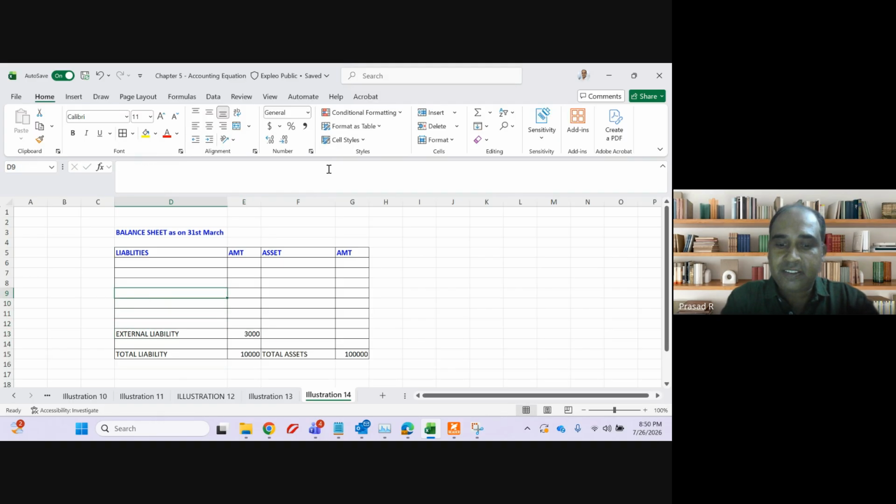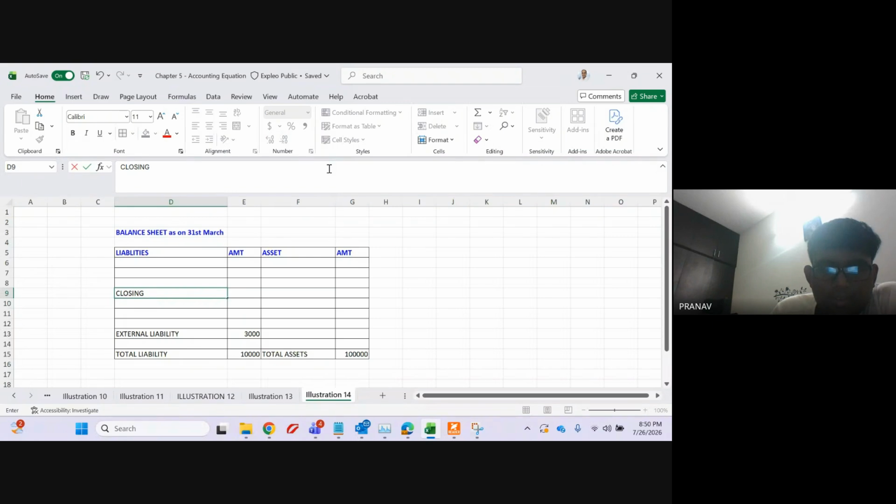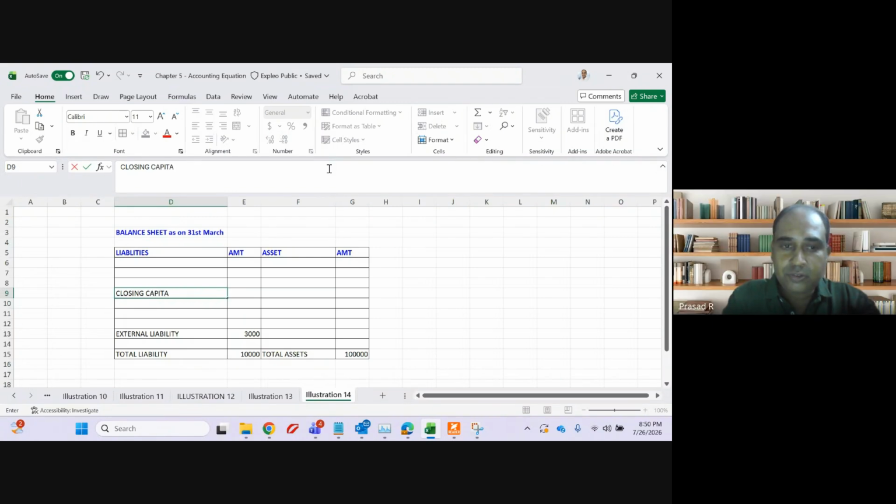That internal liability is called, will it be closing capital or opening capital? Closing balance sheet is 31st March. That means the capital that I will get will be closing capital. Another question solved by you guys. 1 lakh minus 3,000, my closing capital will be how much? Can someone tell me what will be my closing capital?